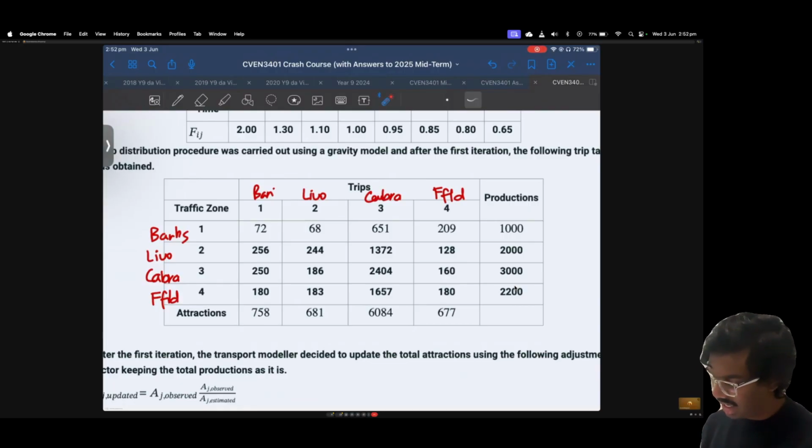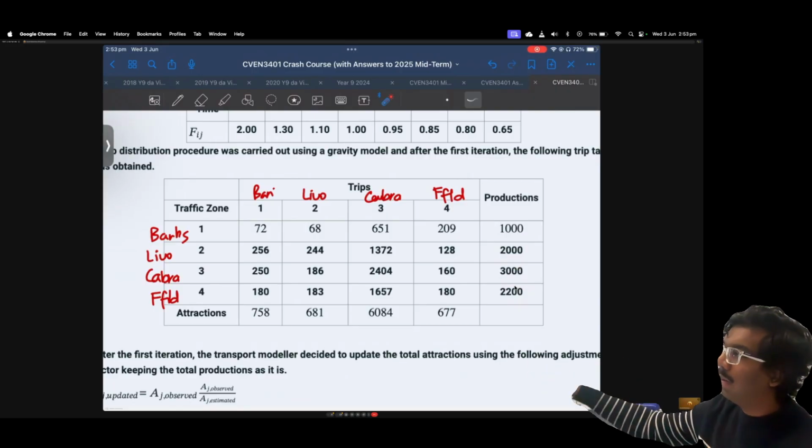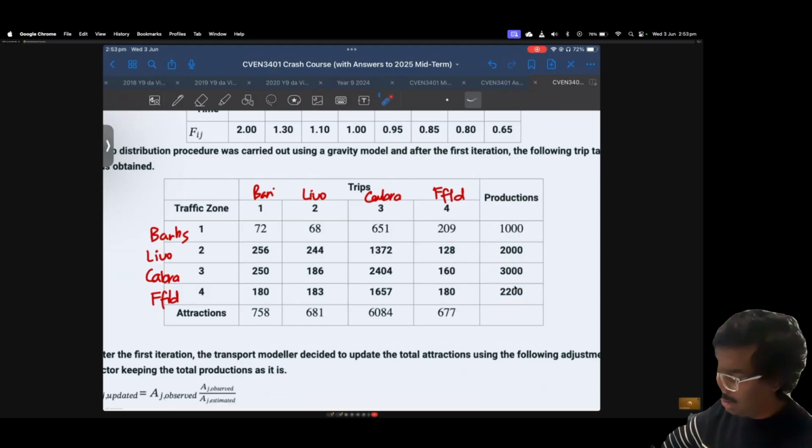So we know Bankstown is producing 1,000. We know Livo is producing 2,000. We know Cabra is producing 3,000. We know Fairfield is producing 2,200. We don't know where they're all going. We just know 1,000 people are leaving each day. Where are they going to go?